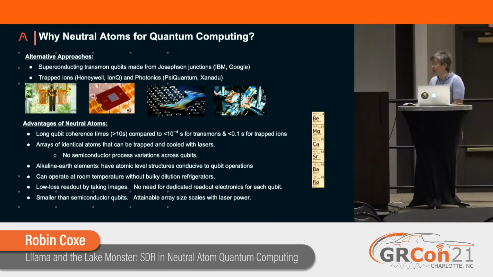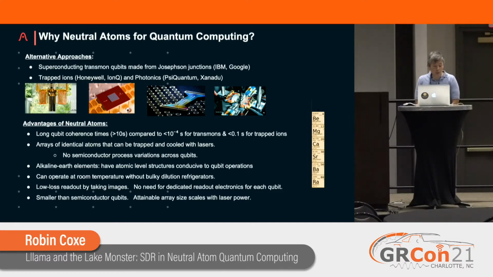So why use neutral atoms for quantum computing? We haven't heard much about neutral atom quantum computers until quite recently, but they do have several distinct advantages. Notably, neutral atom qubits have very long coherence times compared to some of the alternative approaches, upwards of 10 seconds. So when I talk about coherence, I mean the ability to actually do useful computation with a qubit.